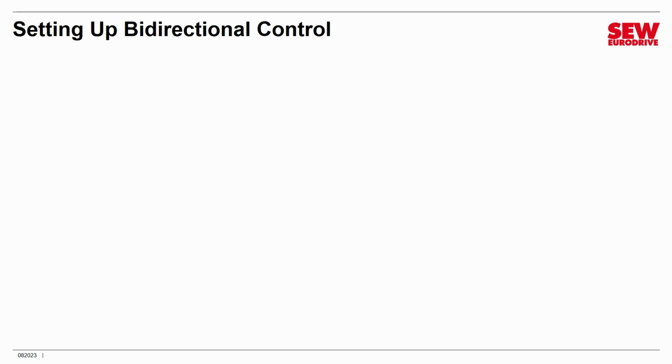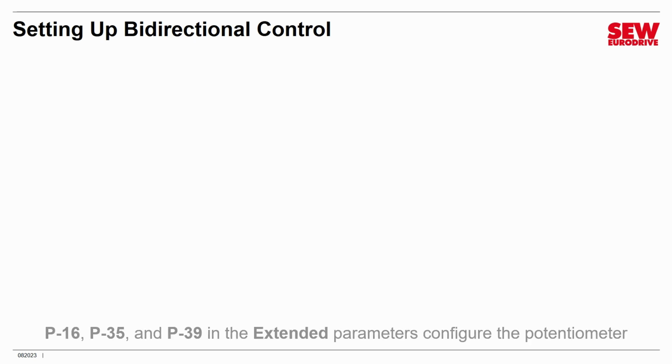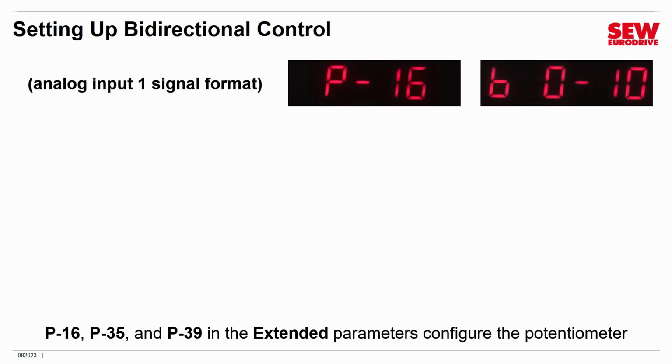To set up bidirectional control with the potentiometer, you need to go to parameters 16, 35, and 39 in the extended parameters. And this configures the behavior of the potentiometer. So the first thing you do is go to parameter 16 and change it to B 0 through 10. What this means is you're going to get bidirectional control when you supply a 0 to 10 volt analog signal on analog input 1. So change it to this, and that will allow you to get bidirectional control.